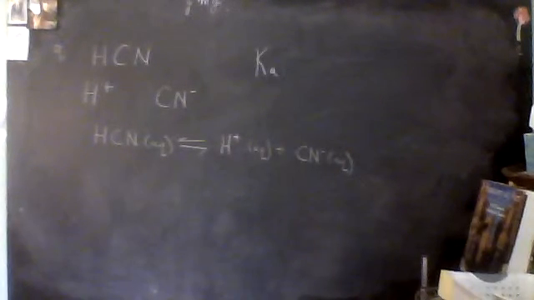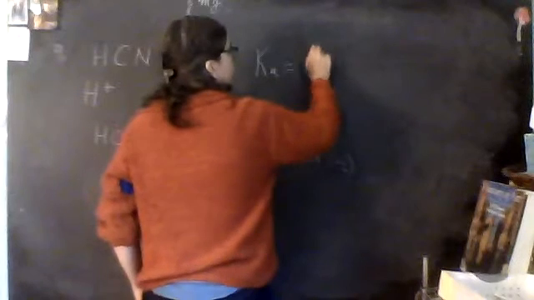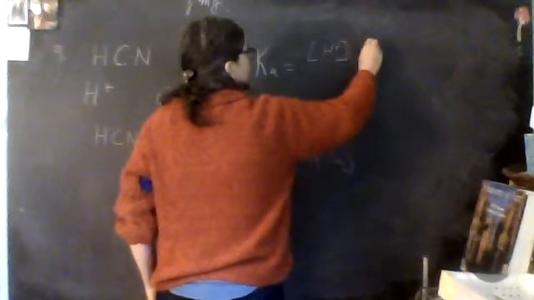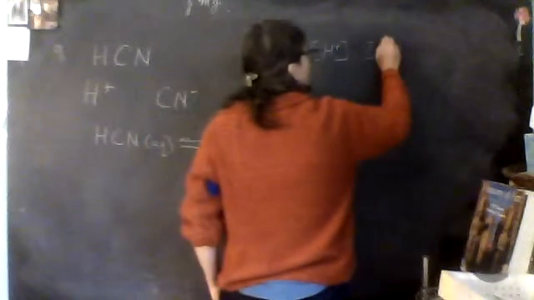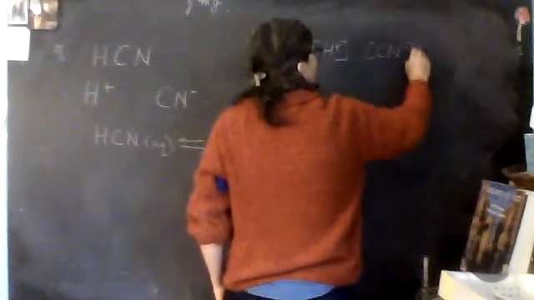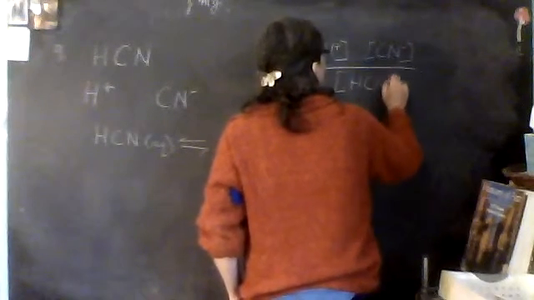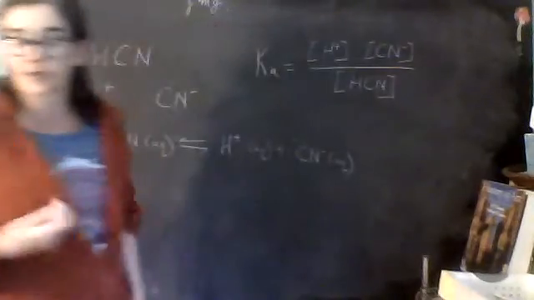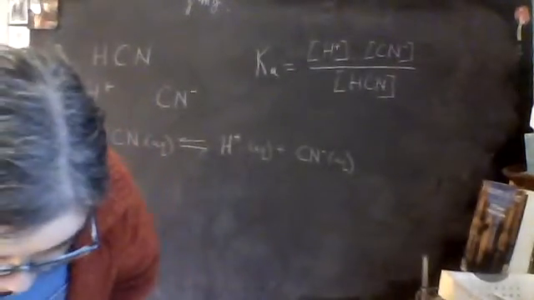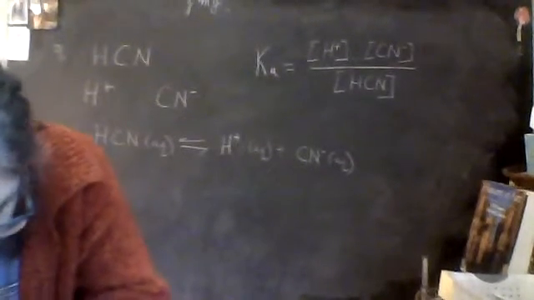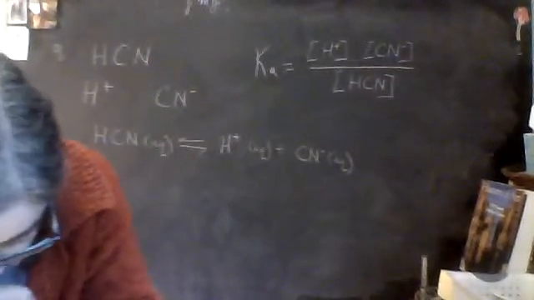Okay, so what's that going to look like? It's going to be the concentration of H times the concentration of CN over the concentration of HCN. And none of these are squared or cubed or anything because the coefficient of them all is 1.